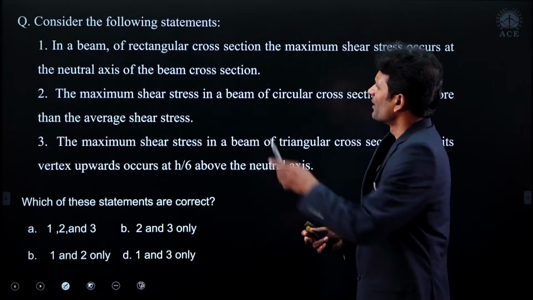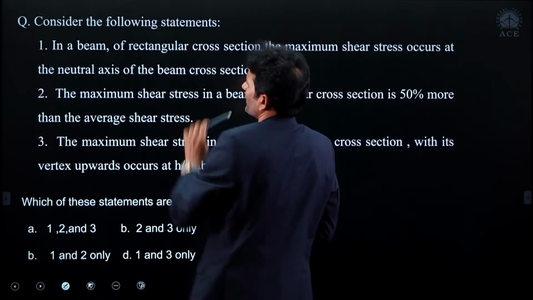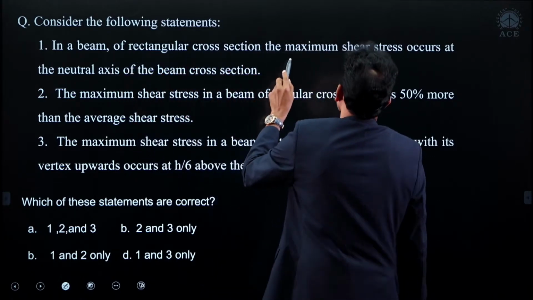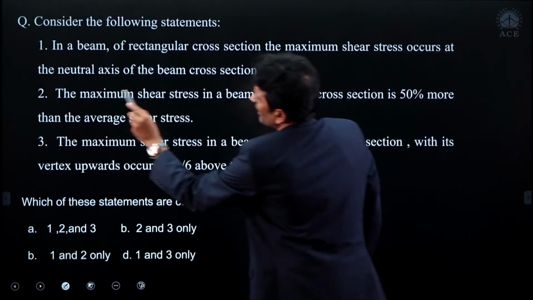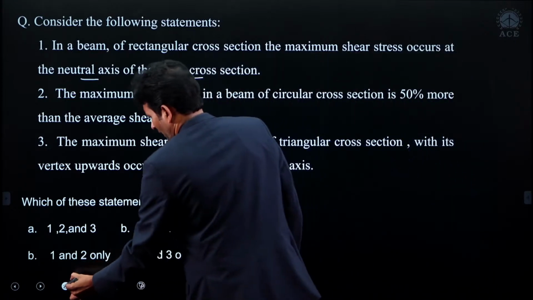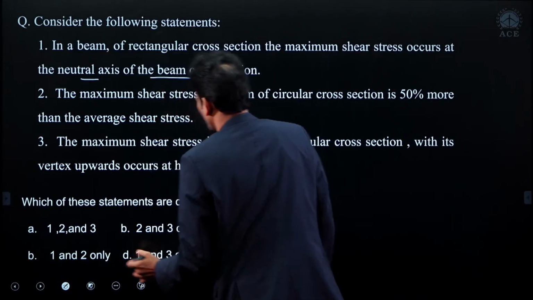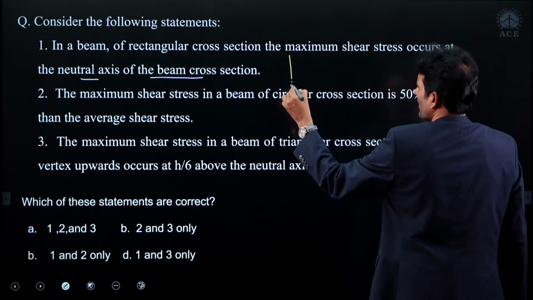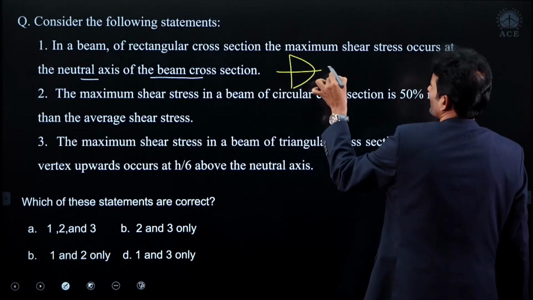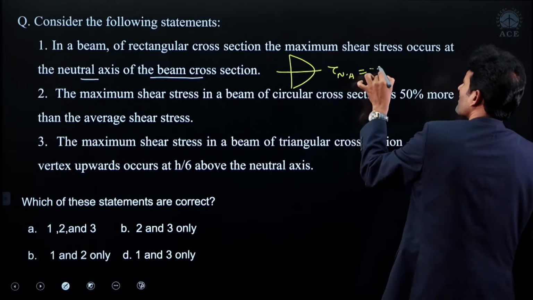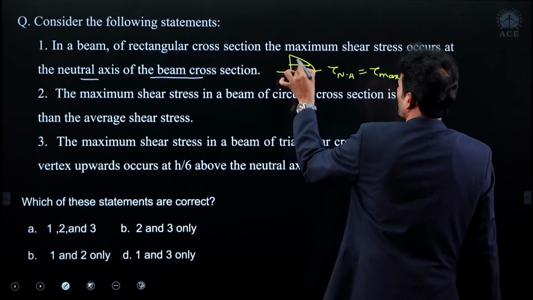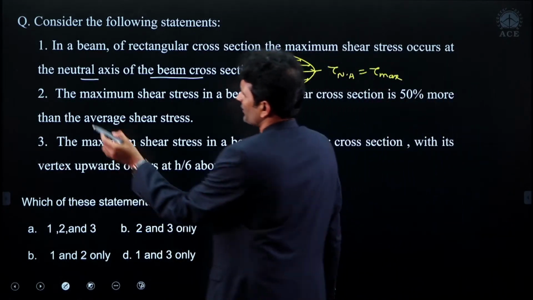Read the question carefully. Consider the following statements. In a beam of rectangular cross-section, the maximum shear stress occurs at the neutral axis of the beam cross-section. Absolutely right. In case of rectangular cross-section, how does the shear distribution look? It is a parabolic variation with 0 at the extreme fibers and maximum at the neutral axis. Neutral axis దగ్గర నాకు maximum ఉంటుంది. This is absolutely right, my dear friends. Statement 1 is absolutely right.